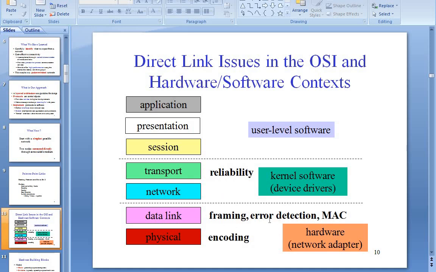Like error detection, sometimes you can handle error detection at the network layer as well. So, encoding at the physical layer; framing, error detection, and medium access control, or maybe reliability, at the data link layer; and the transport layer for reliable transmission of data.